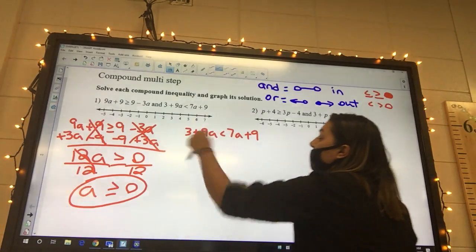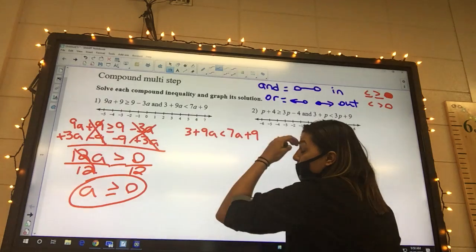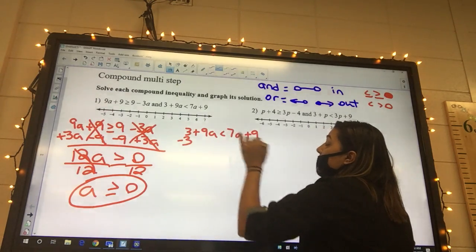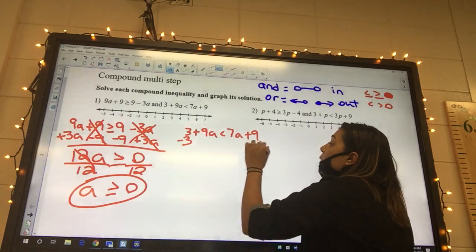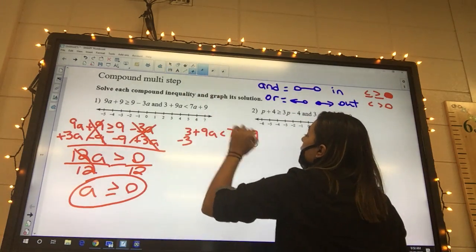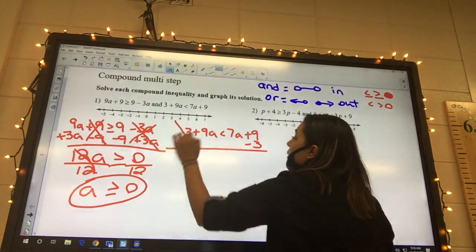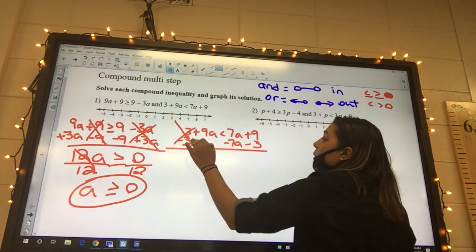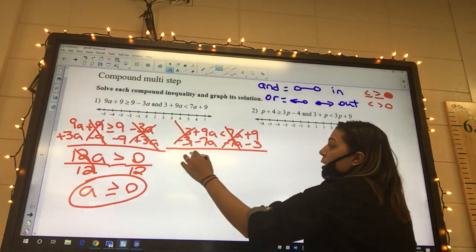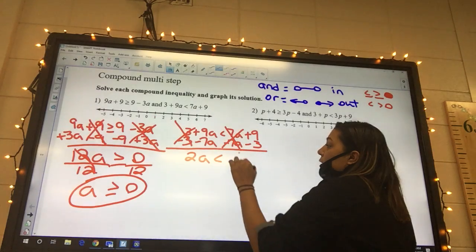So this one, 3, does it need moved? Yeah. Wait, no. Wait, yeah. So how do I move it? You have to subtract by 3. Minus 3, and where does it go under? The 9. Minus 3. I almost wrote 9. What else needs moved? 7. So minus 7a, minus 7a. So for this part, I'm going to get 2a is less than 6.